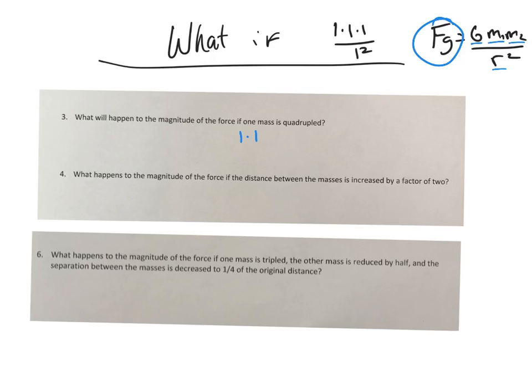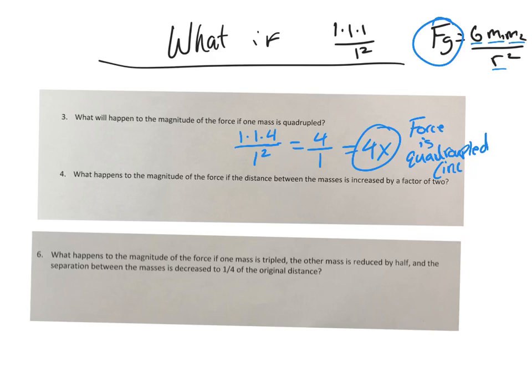So we start with 1 times 1 times 1 divided by 1 squared. And then I'm going to replace one of the masses with a 4, because it's 4 times greater. So we would get 1 times 1 times 4 divided by 1 squared, which is 4 over 1, which is 4 times. And the answer to this would be that the force is quadrupled, or you could say increased by a factor of 4.